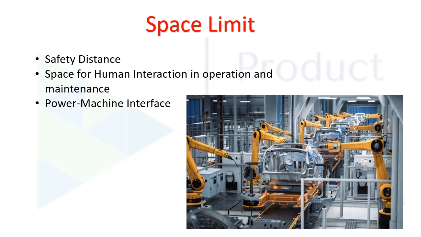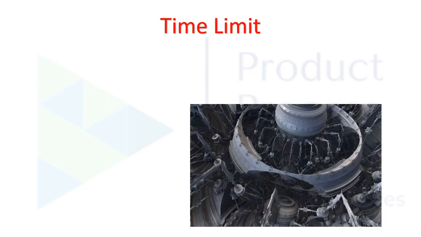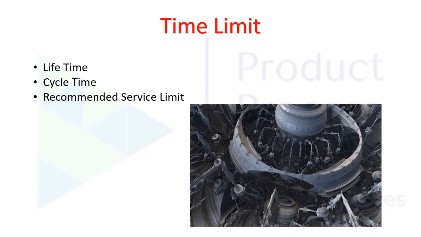So a machine is in the assembly line, but its power button is located somewhere in a different room or different substation or different building altogether. So that again falls under space limit. And all these things are covered in 5.3.3 of ISO 12100.